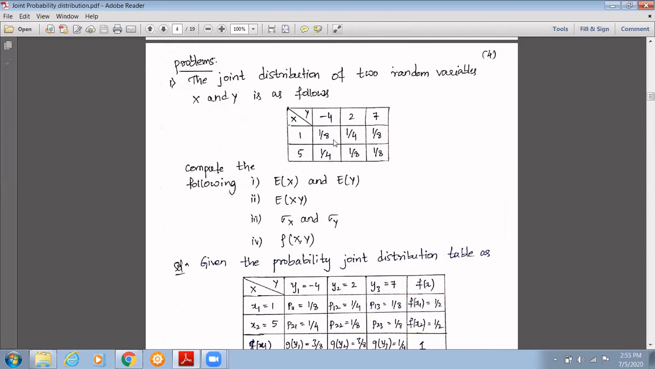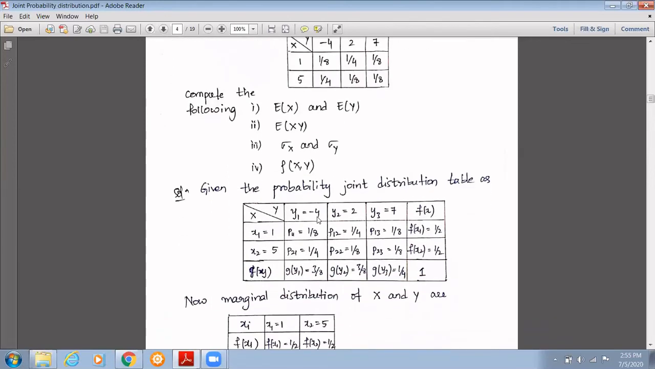Before finding the required statistics, we first redefine the table with the use of notations. Given the joint probability distribution table as follows, we take x and y random variables. x1 is 1, x2 is 5, y1 is minus 4, y2 is 2, y3 is 7. The marginal distributions are f of x and g of y. Now we write the notation. x1, y1 means p11, which is 1 by 8. Next, x1, y2 is p12, which is 1 by 4. x1, y3 is p13, which is 1 by 8.